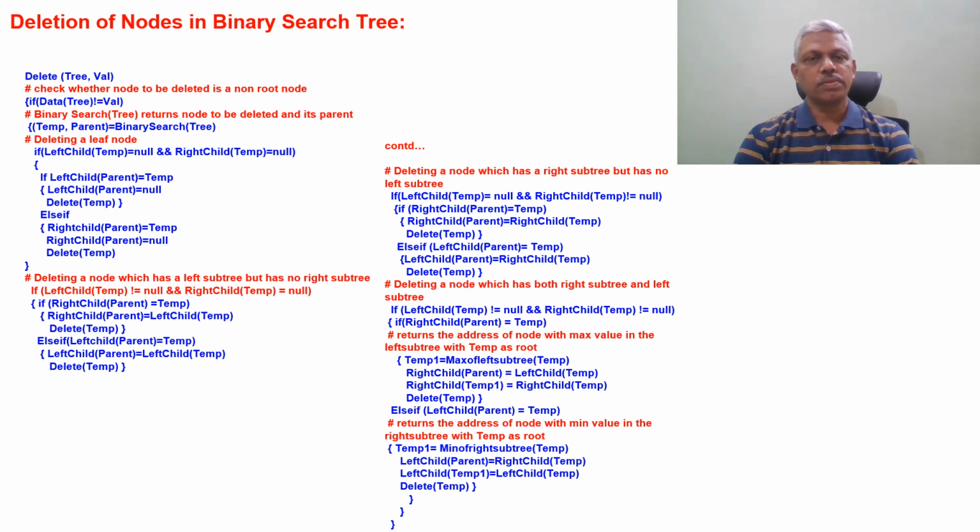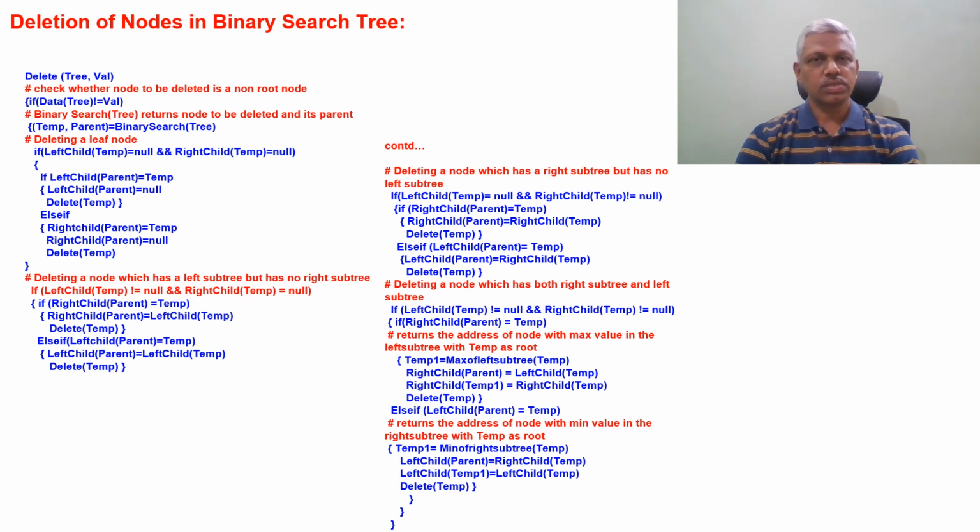for the suitable node to be deleted, and we need to identify the case. That search process can be completed with a separate functionality, which we call binary search of tree. So we conduct the search on the tree through the algorithm binary search of tree. We'll talk about that algorithm later. That algorithm returns two values, temp comma parent. Temp is the node that is to be deleted, and parent is the parent node of the node that is to be deleted.